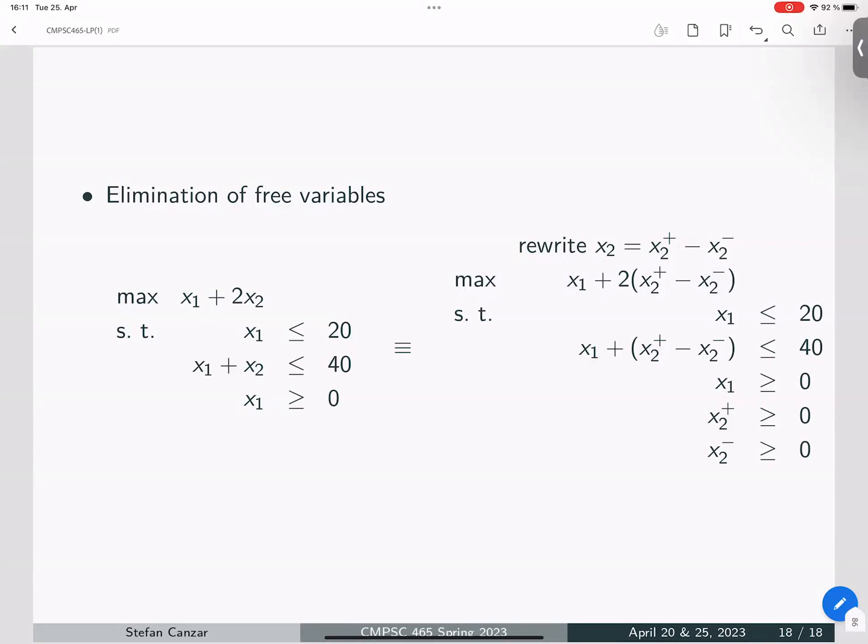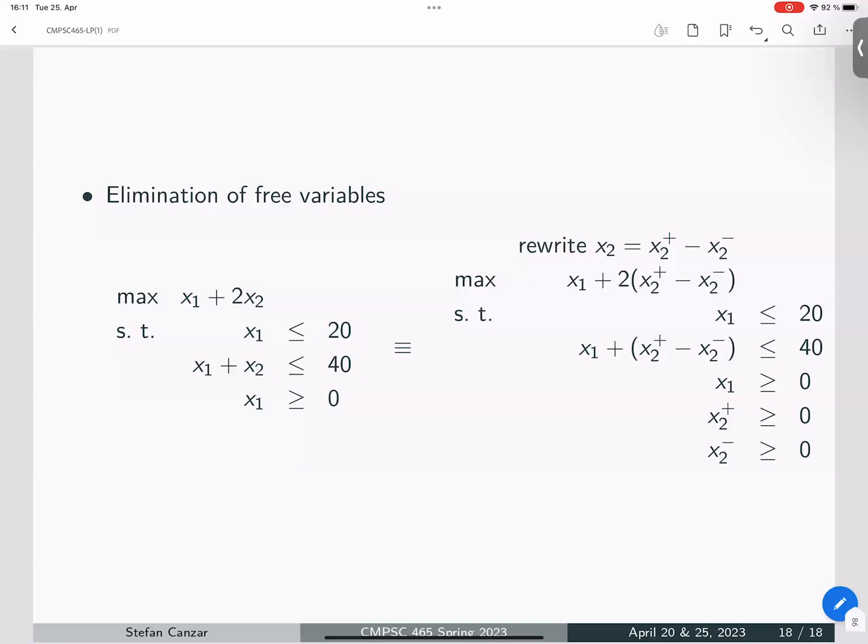Well, if you look at any feasible solution to this linear program, x2 can take on any value, right? It can be positive or negative. So let's say it's positive, meaning that x2 could be equal to 26 in a solution. Can you convert it into a solution of this formulation of equal value? And the answer is yes. If x2 is equal to, let's say, 26, then I can set x2 plus also to 26, and I can set x2 minus to 0, right? Then x2 plus minus x2 minus has the exact same value as x2, namely 26.